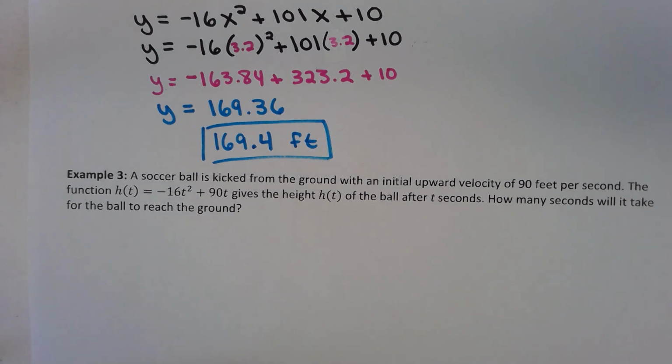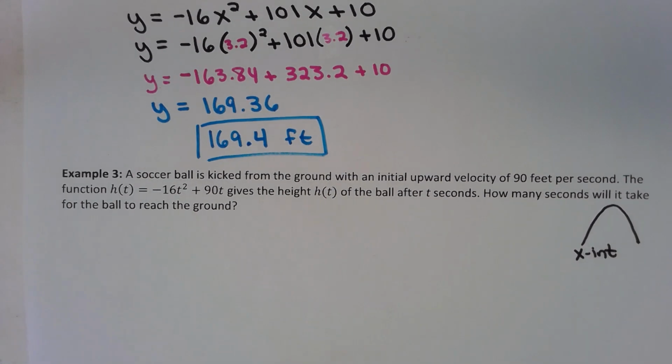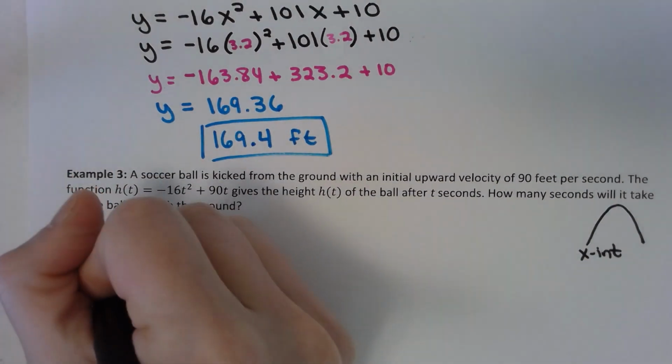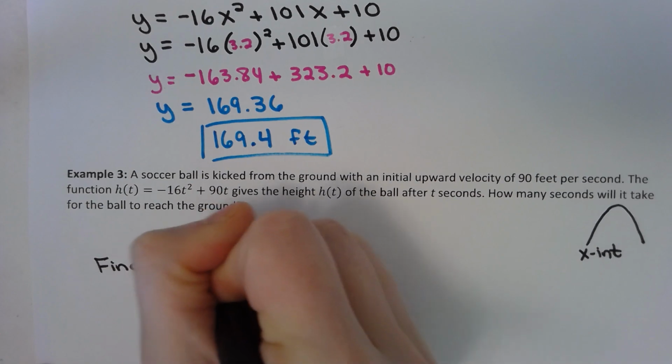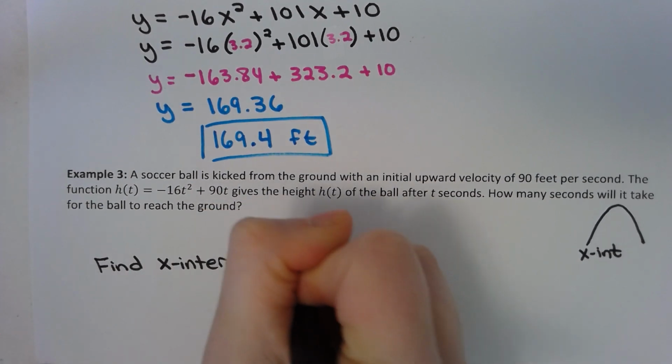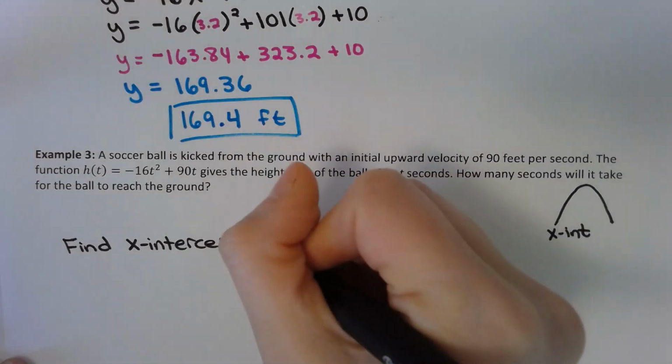So remember, whenever you're doing that, if you're trying to find out how long it would take for it to reach the ground, that means it went up and it went back down. So you are looking for the x-intercepts. Okay, so in order to find the x-intercepts, so 1, we're going to find x-intercepts with quadratic formula.